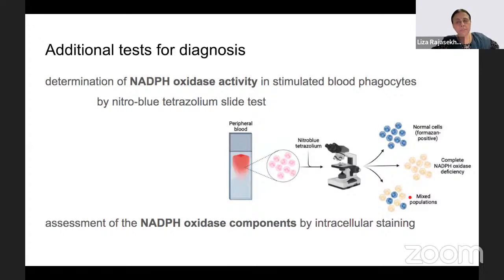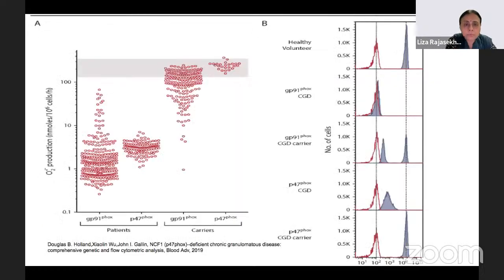The problem with this test was that you needed to have severe chronic granulomatous disease. That means you needed to have almost absent activity of the enzyme to be able to have a positive NBT test. And over the years, this has gone out of focus in tertiary centers, and DHR has now become the screening test for chronic granulomatous disease. Also, the components of the enzyme, the GP91 phox, the P47 phox, can be assessed by intracellular staining, where the neutrophils are permeabilized and the dyes are then sent into the cells.